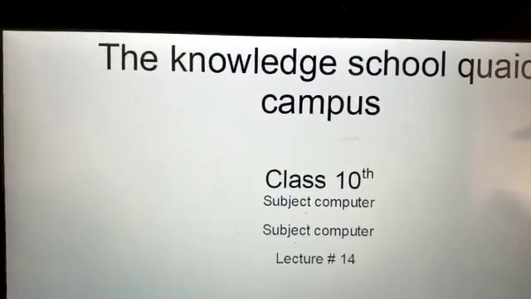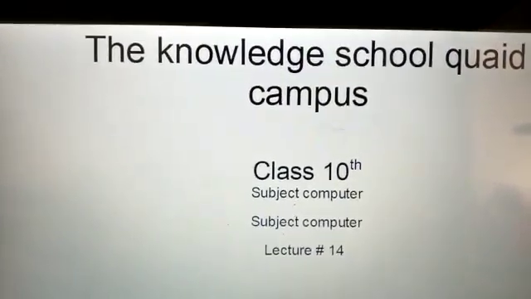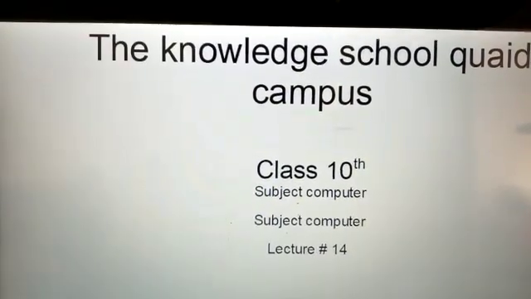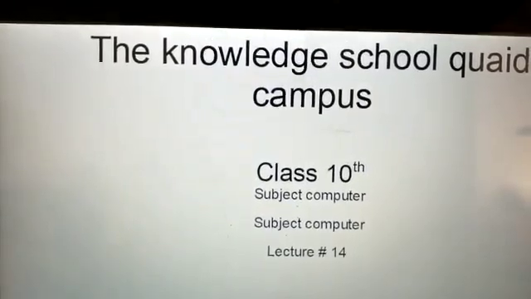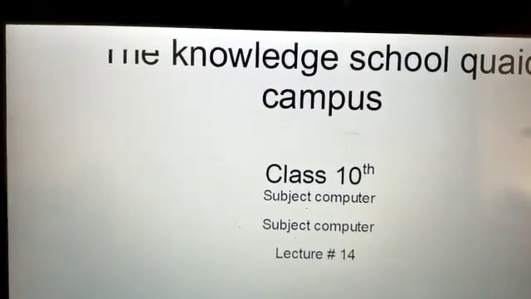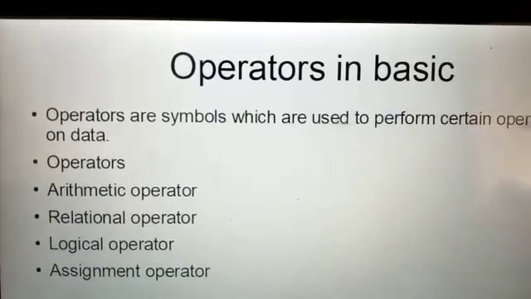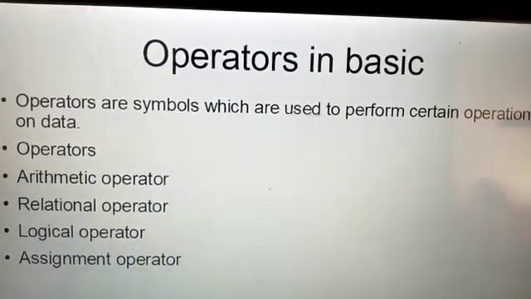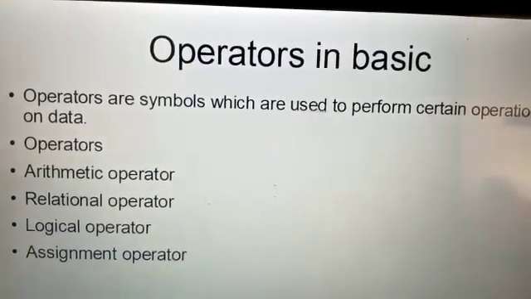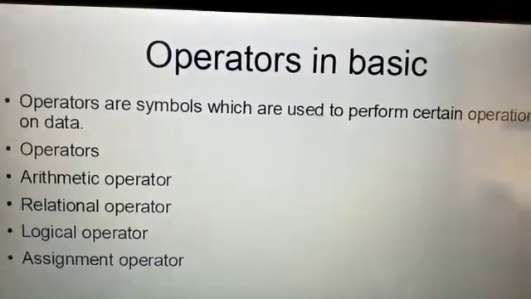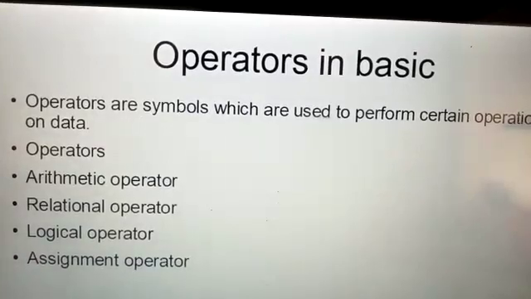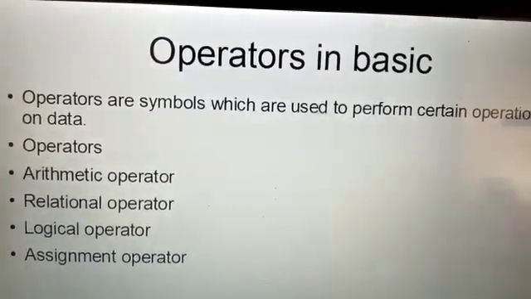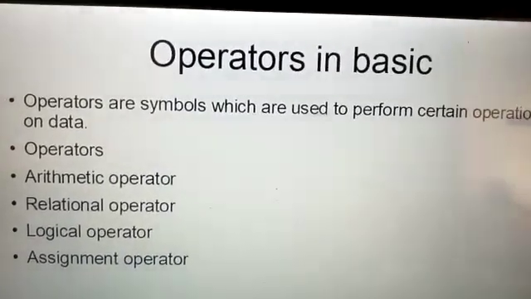In the previous lecture, we completed our statements and commands. Today, we are going to discuss the operators in GW-BASIC. Operators are basically symbols which are used to perform certain operations on data. Operators are arithmetic operators, relational operators, logical operators, and assignment operators.